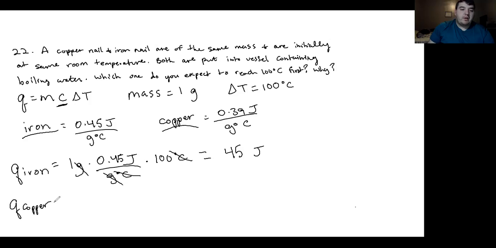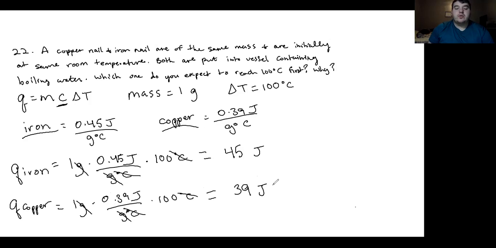Now let's check copper. The heat for copper equals 1 gram times 0.39 joules per gram degree Celsius times 100 degrees Celsius, because again the temperature and the mass are the same for these two. The only thing that's different is their specific heat. Again my units go away except for the joules, and I've got 100 times 0.39 times 1. That gives me 39 joules of energy required to heat a copper element up to 100 degrees Celsius if it's 1 gram.